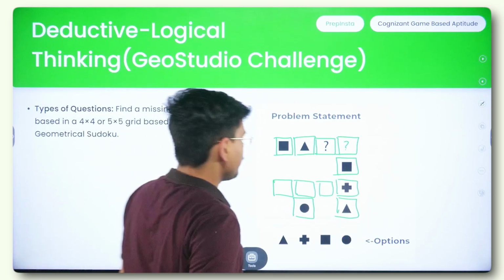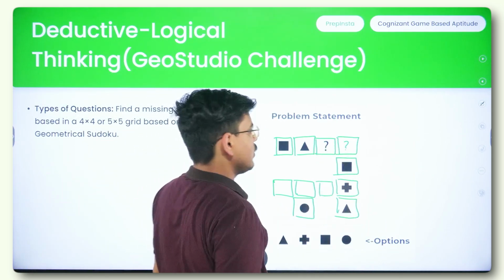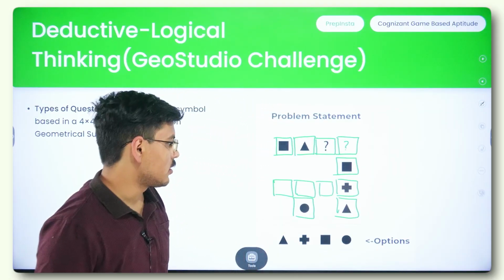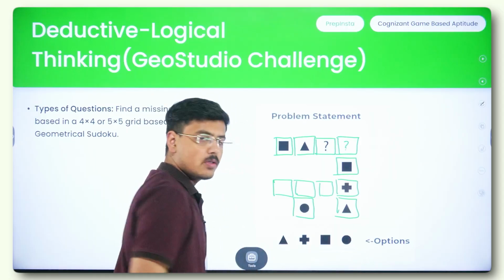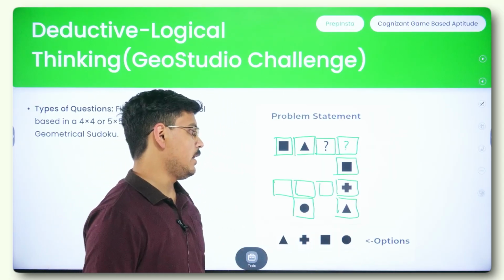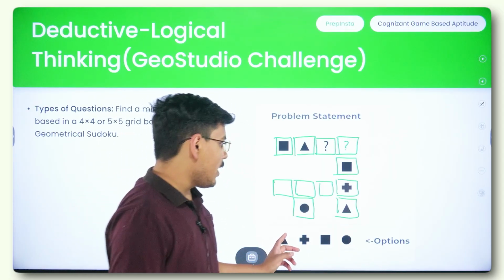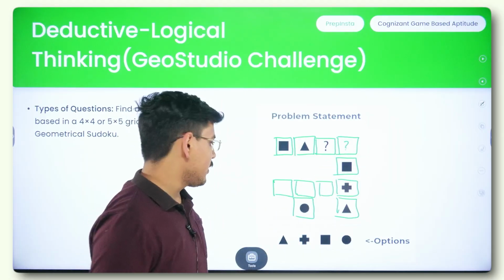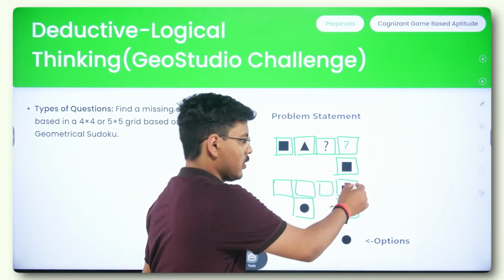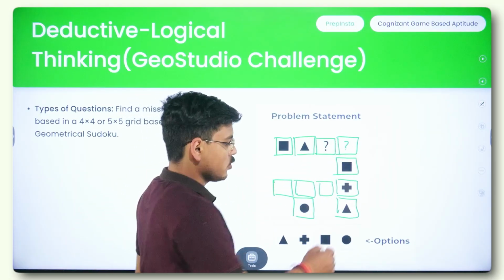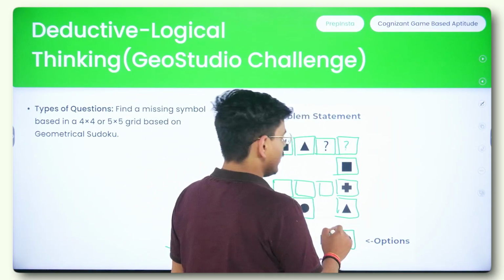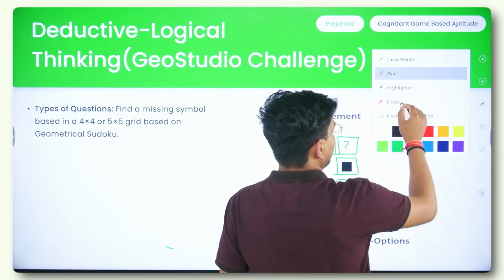Now in this case, what can be the best choice for these 2 question marks? So options are these. You have been given 4 options. Out of these 4 options, you have to pick any option. So if I pick a triangle here, no, it cannot fit. If I pick a plus, no, it cannot fit because it is already present. If I pick a square, no, it cannot fit because it is already present. So I am left with only one choice, which is the circle. So I'll fill the circle here.